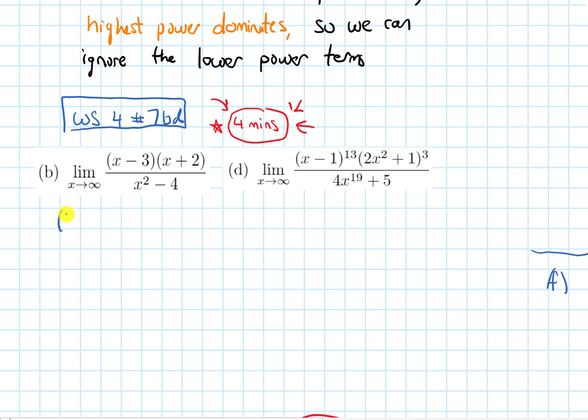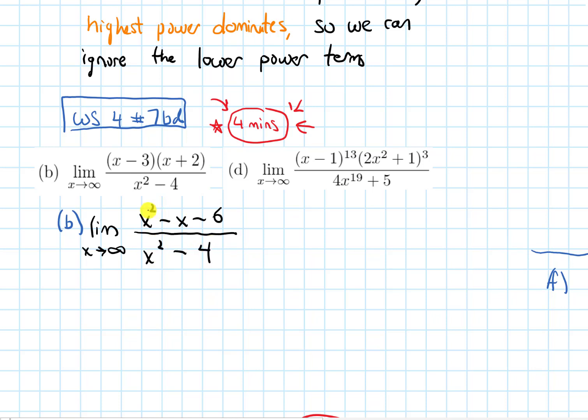All right, so hopefully you did that. Hopefully you paused it and tried these for about 4 minutes. For part B, we have the limit as x approaches infinity. And let's expand the numerator to get x squared minus x minus 6 over x squared minus 4.